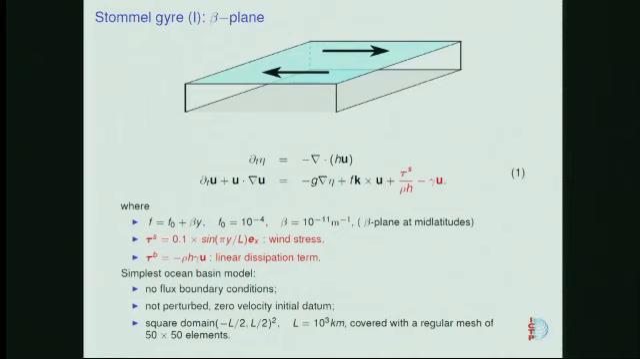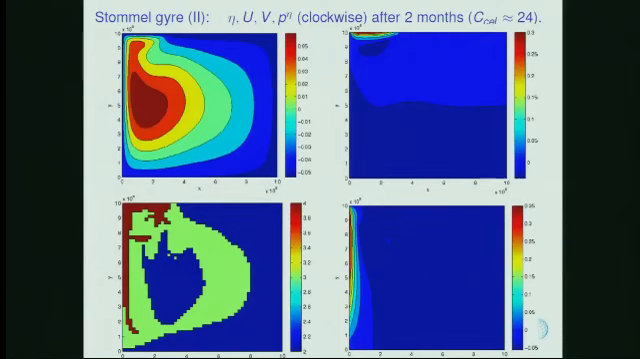The last test in Cartesian geometry is in the beta plane approximation, so we consider the variation of the Coriolis parameter with the latitude, and in particular we consider the Stommel model, the simplest gyre model. We add two terms to our equation, the wind stress and a linear dissipation term. We are in this box with a side of 1,000 kilometers, and this is the solution after 2 months.